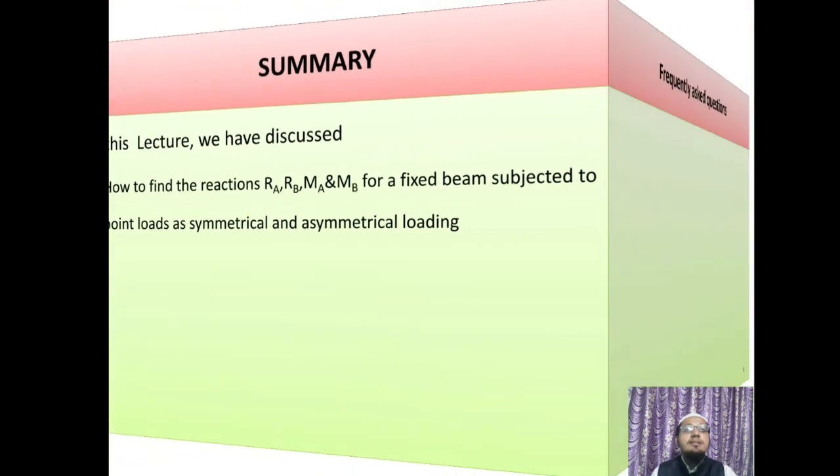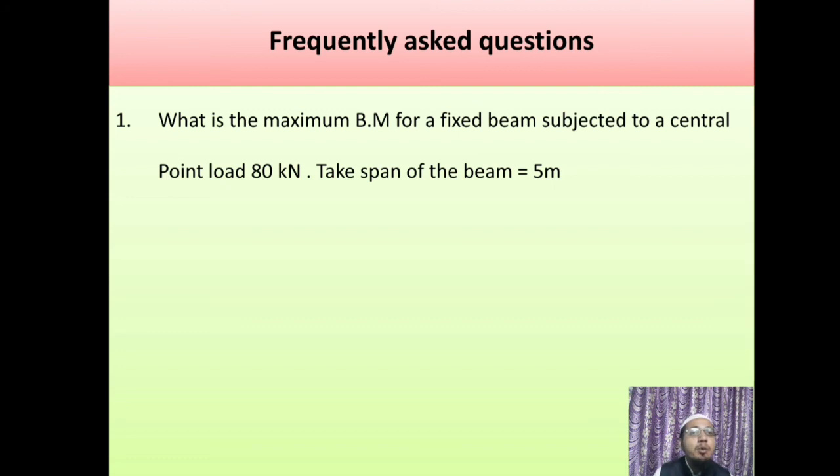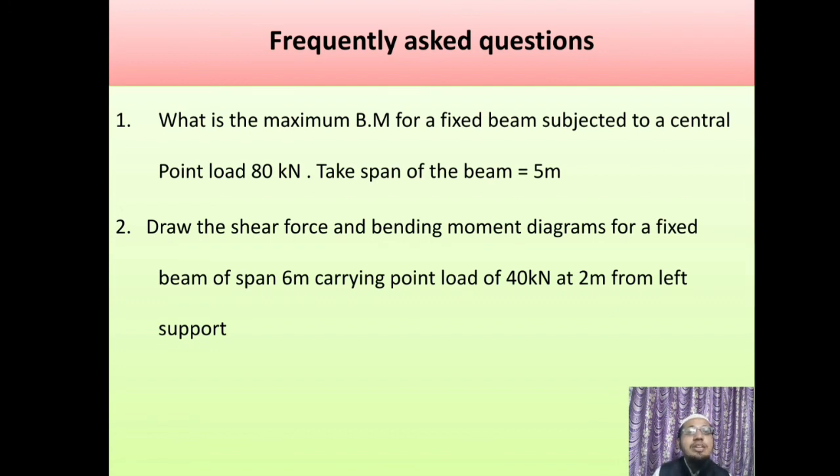These are some of the questions based on the numericals which we have just solved and discussed. Note it down. What is the maximum bending moment for a fixed beam subjected to a central load of 80 kN, taking the span of the beam as 5 meter? And the second numerical for practice is: draw the shear force and bending moment diagram for a fixed beam of span 6 meter carrying a point load of 40 kilonewton, which is at a distance of 2 meter from the left support.